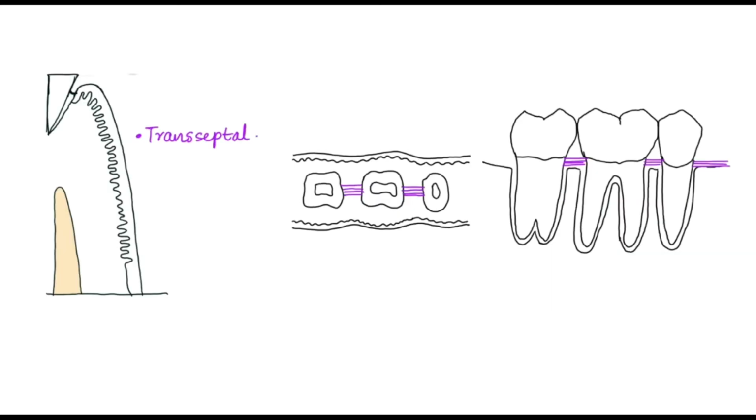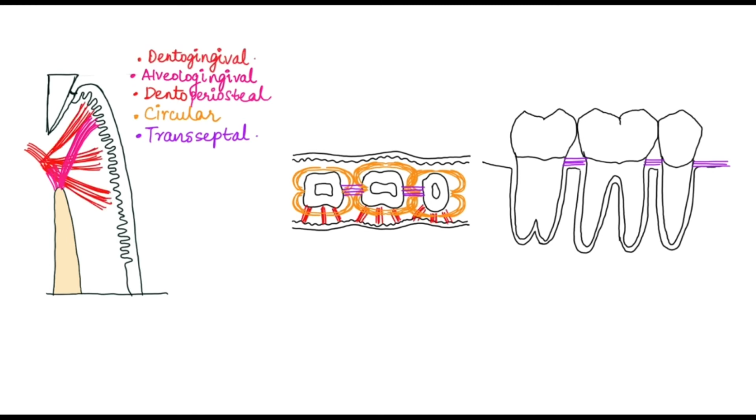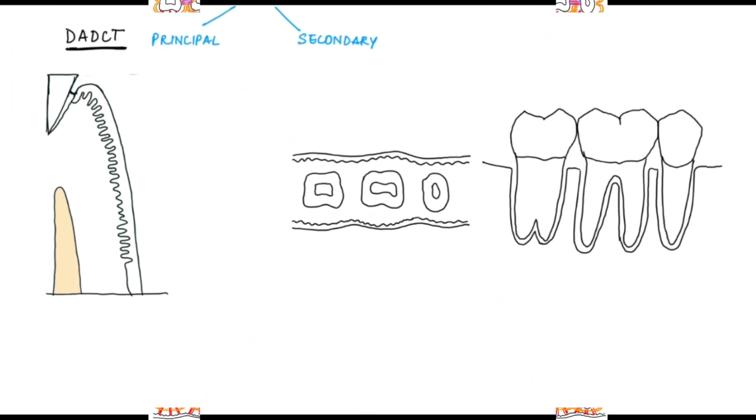This covers all your principal fibers. I'll show all of them together in one go. So this is how you can remember the principal gingival fibers, which are dentogingival, alveolo-gingival, dentoperiosteal, circular and transseptal. So this is DADCT. Now coming to the secondary group.